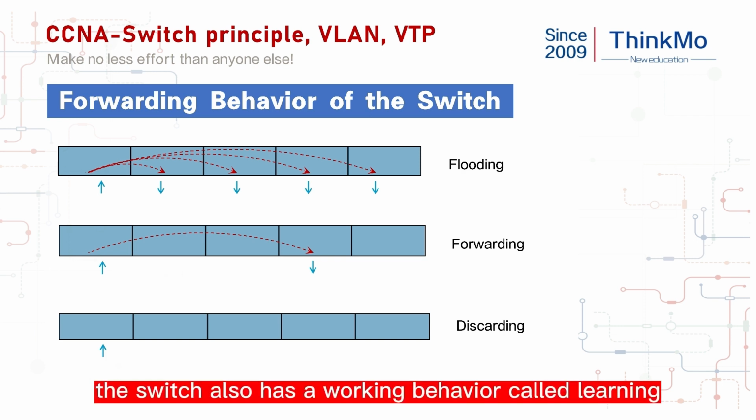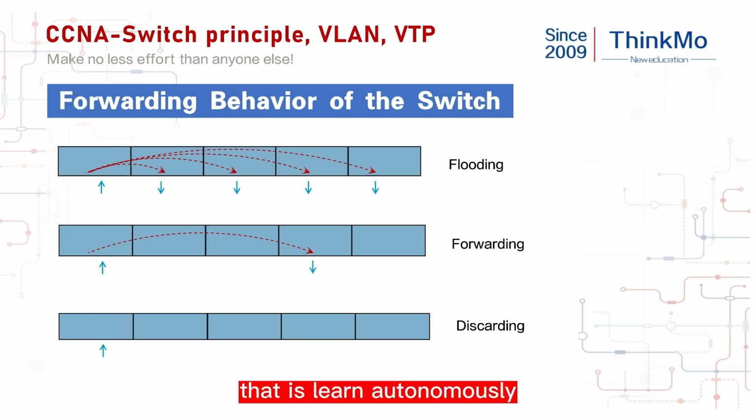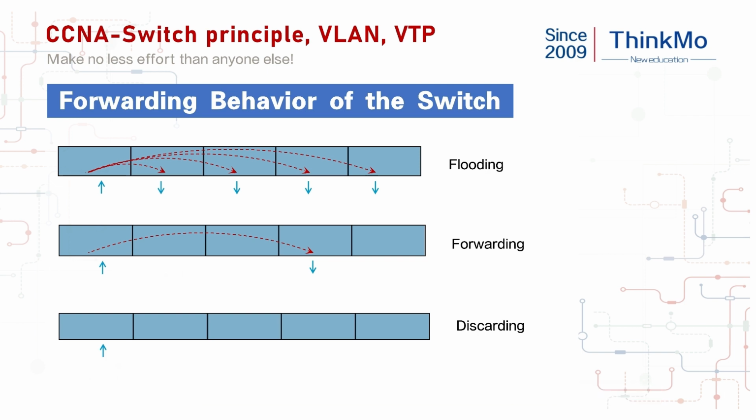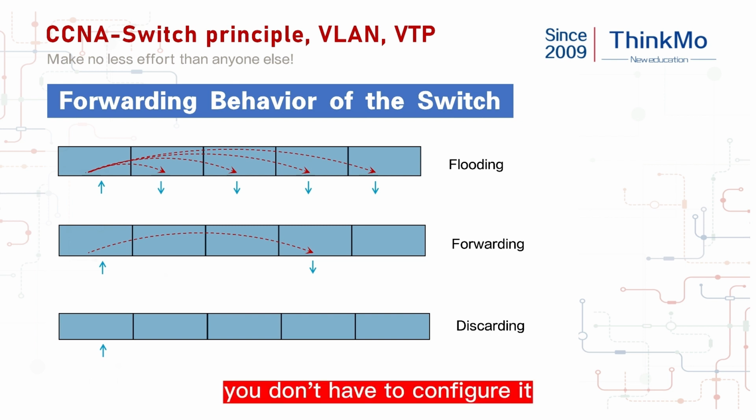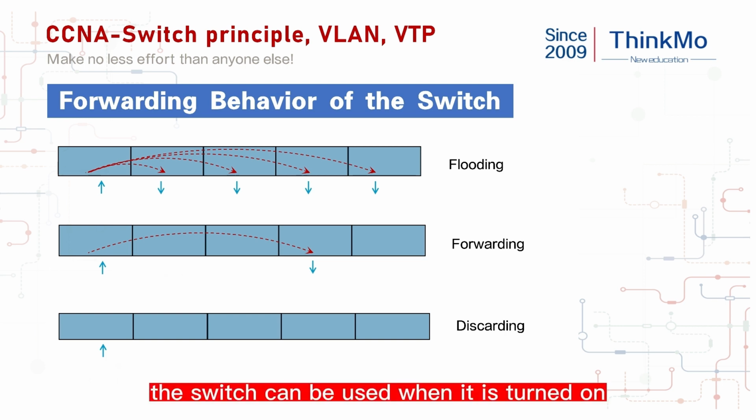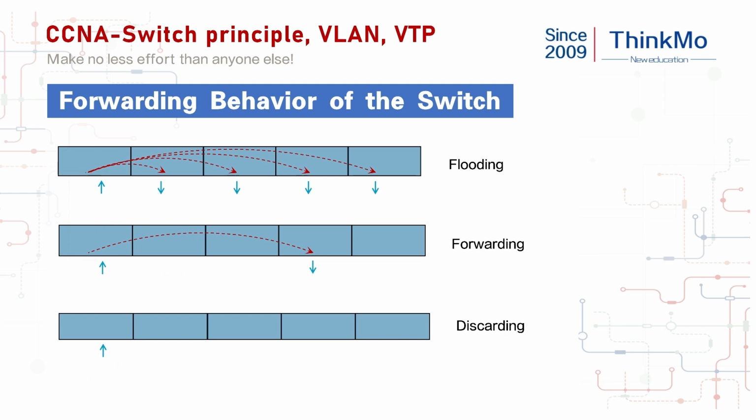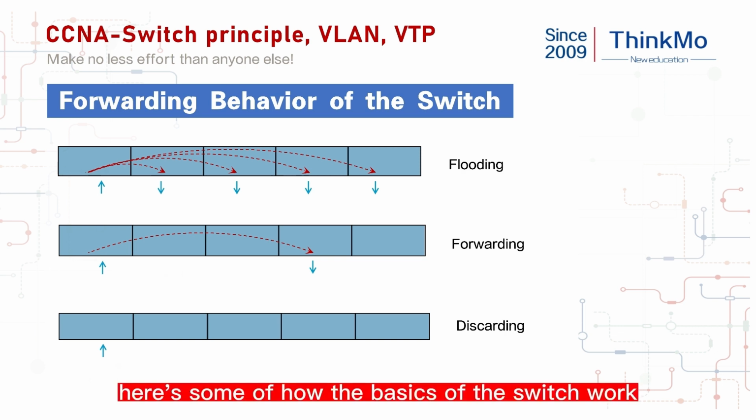The switch also has a working behavior called learning. That is, it learns autonomously. The switch can learn automatically. You don't have to configure it. So some people will say that the switch can be used when it is turned on. You don't need to configure it. That's why it works by itself. That's a bit of how the basics of the switch work.